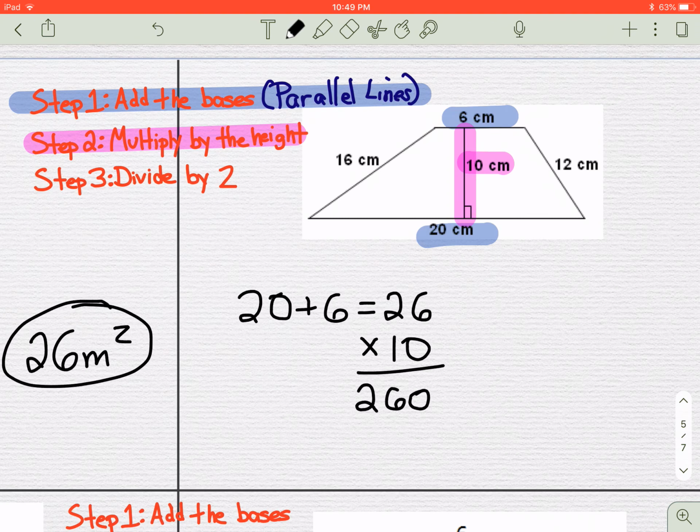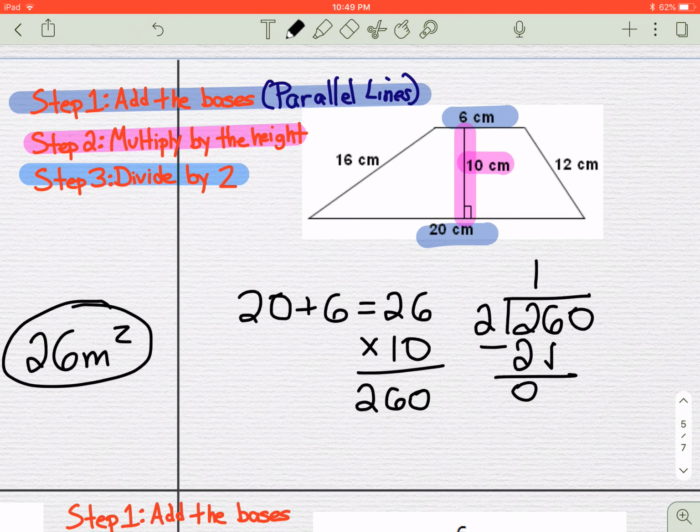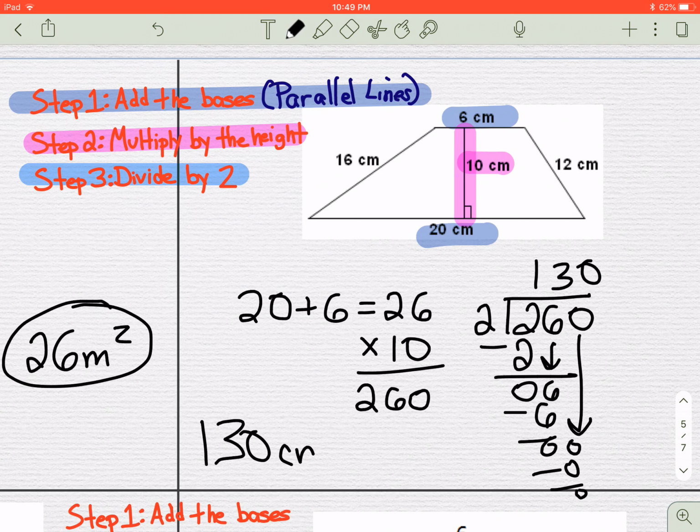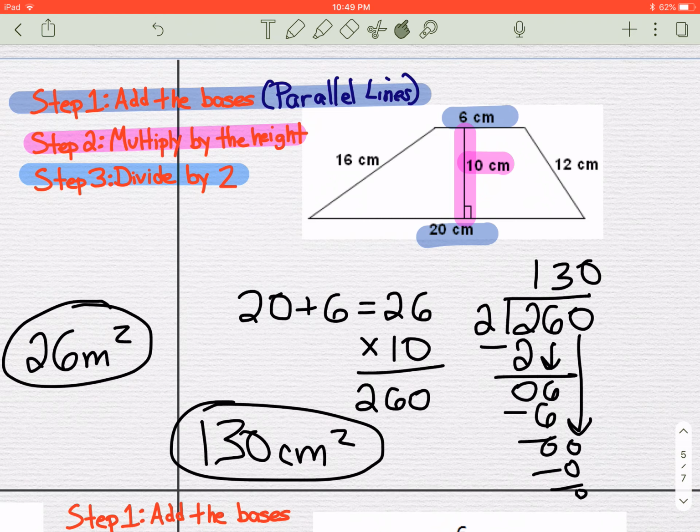And then my last step is to divide by 2. So I take this 260 divided by 2. One time, 2, I subtract to get 0. Bring down my 6. Goes in there 3 times. That's 6, I get 0. Bring down my last number. It goes in there 0 times. I subtract to get 0. So my answer for this is 160 centimeters squared. 160, sorry guys. 130. I wrote it right, said it wrong. 130 centimeters squared. Okay, let's go down to the next one.